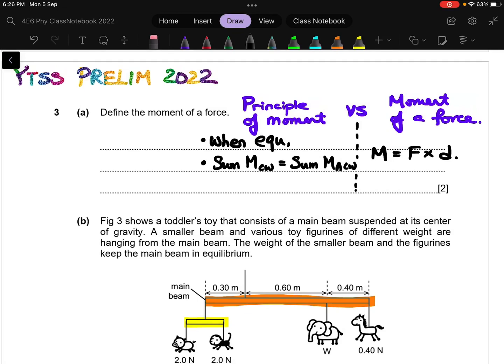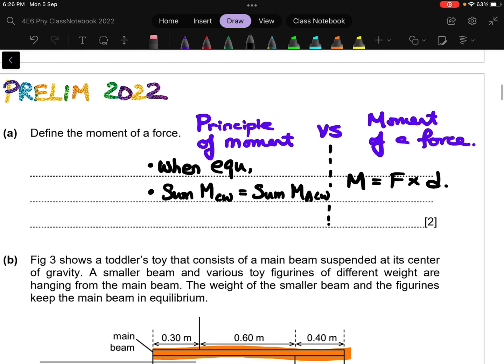Okay, this is YTSS Prelim 2022. In this video, I will go through question 3, which is mainly on moment. For some reason, we noticed that the Cambridge paper will usually ask a definition question in moment.